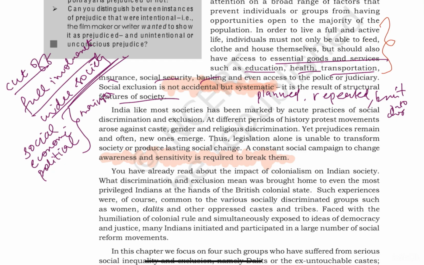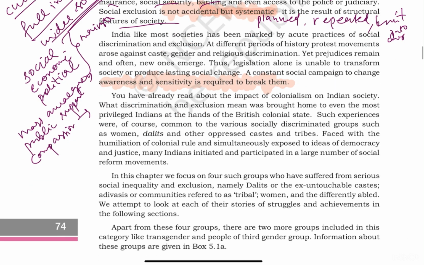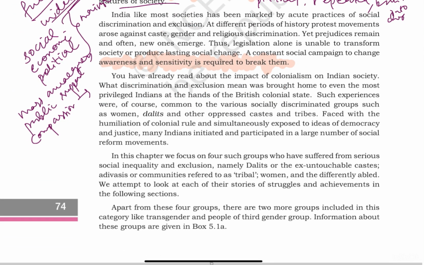We need mass awareness, we need public support, we need compassion to truly change the society, to break this entire system. You need mass awareness, public support and compassion. These things are required if you want to actually change the society, because law is not enough. It is not enough.